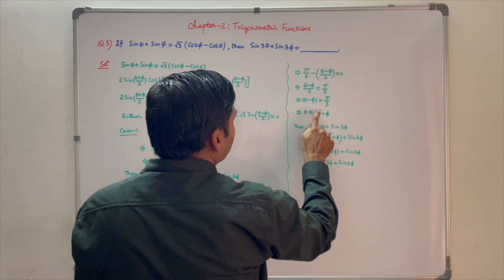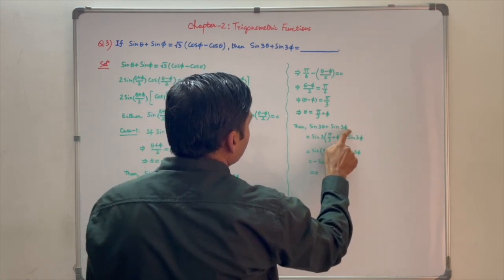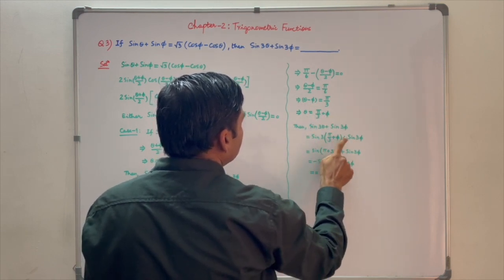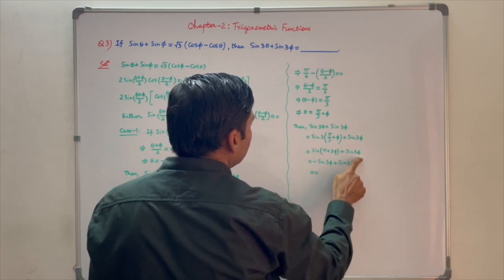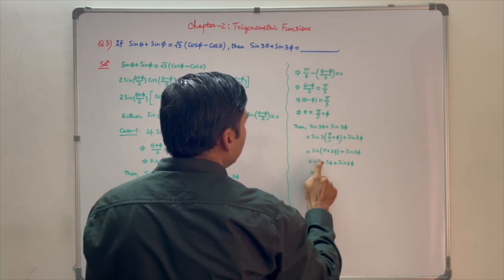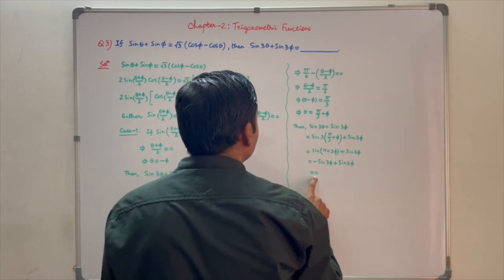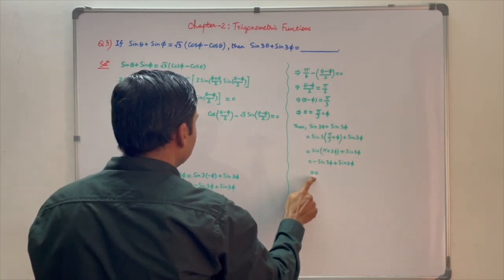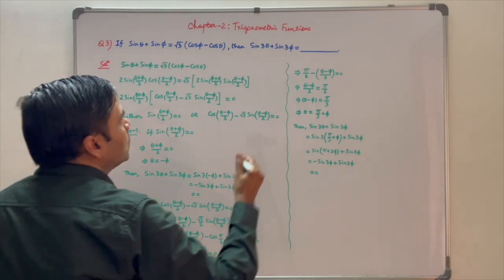So this part will be equal to 0. So theta is equal to pi by 3 plus phi. So value of sin 3 theta plus sin 3 phi will be sin 3. Put the value of theta as pi by 3 plus phi. So it comes out to be sin (pi plus 3 phi) plus sin 3 phi. Now sin (180 plus theta) is equal to minus sin theta. So it will be minus sin 3 phi plus sin 3 phi. So it will be 0. So in both the cases, value of sin 3 theta plus sin 3 phi is equal to 0. So the answer is 0.